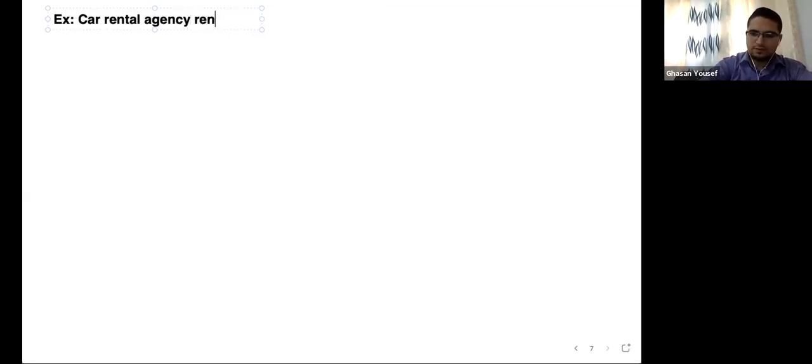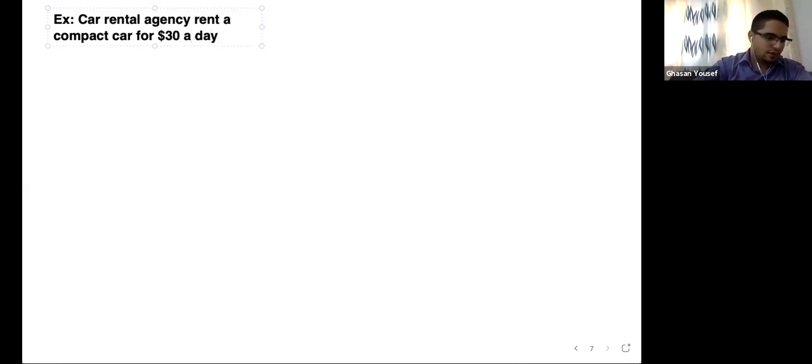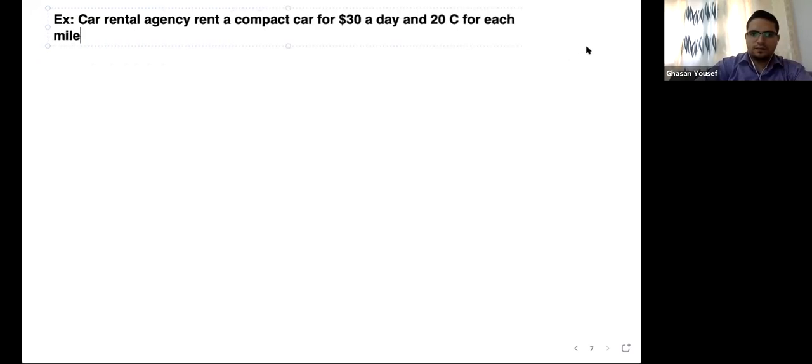They rent, I'm going to go back, but give me 1 minute. They rent a compact car for $30 a day and 20 cents for each mile. Okay, 20 cents for each mile.